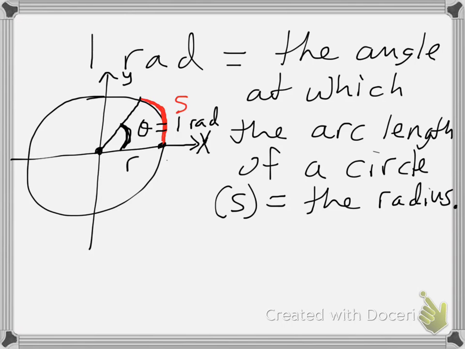Okay, so the angle at which, if I were to make a measurement of S, stretch it out, and it be equal to R, that is equal to 1 radian. And it happens to be uniform for all circles, so 1 radian is very close to 57.3 degrees. Okay, so 1 radian is about 57.3 degrees.